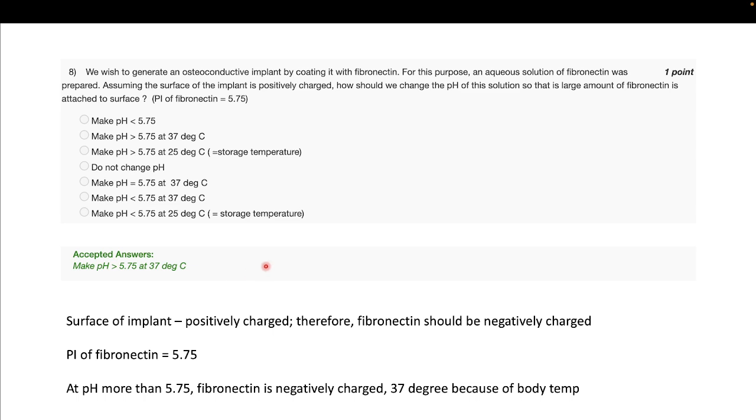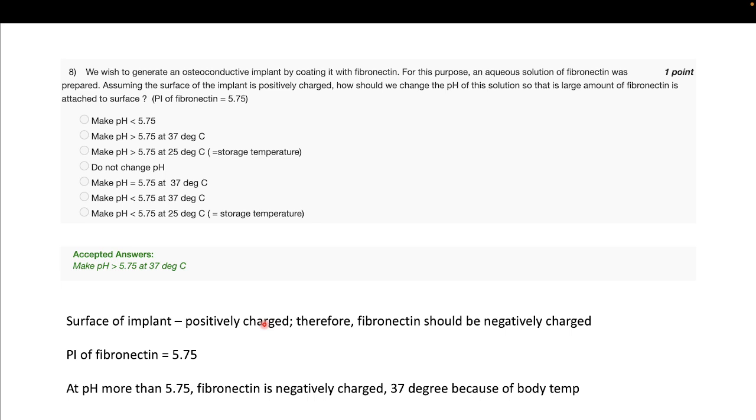So let's look at this. What we have been given is we have an implant and we want to coat that implant with fibronectin. And the implant is positively charged. So if you want maximum coating of fibronectin to happen on your implant, since your implant is positively charged, you want your fibronectin to be negatively charged. And we have been given the pI of fibronectin. So we know this concept that if your pH is below your pI, the molecule is going to be positively charged. If your pH is above your isoelectric point, the molecule is going to be negatively charged.